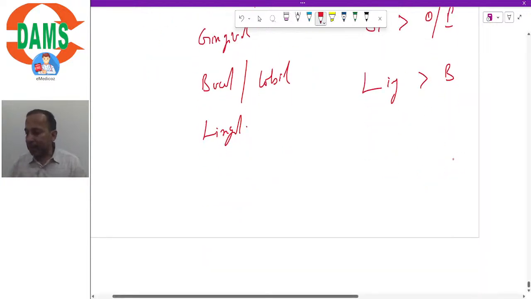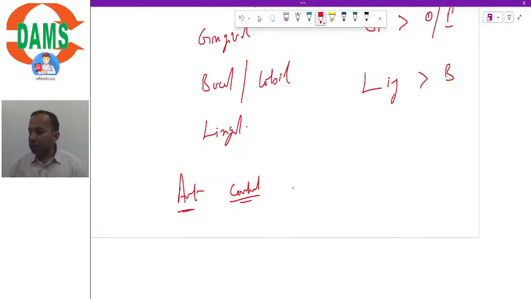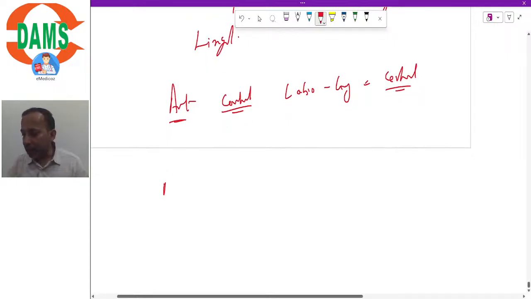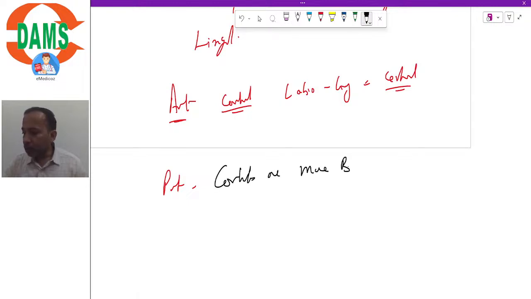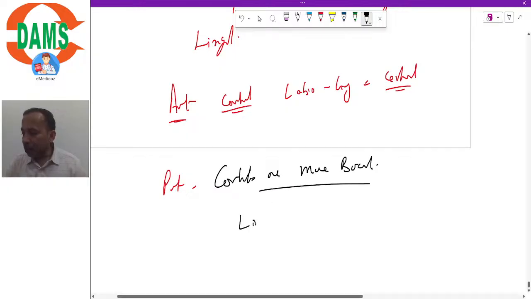See, in anteriors, the proximal contact is usually labio-lingually centered. So there is not much difference between the lingual or the labial embrasure in the anteriors. But as we move posteriorly, the contacts move more buccally, right? In the posteriors, contacts are more buccal, and therefore lingual embrasure is larger than the buccal embrasure.